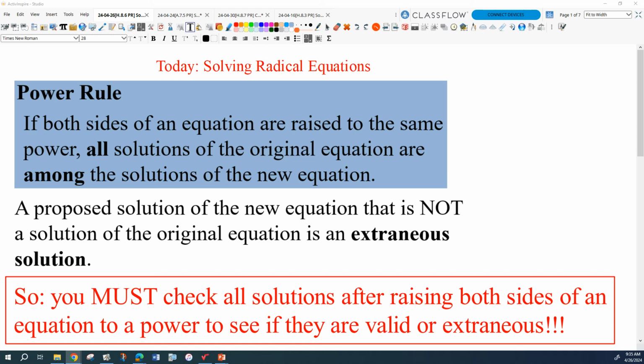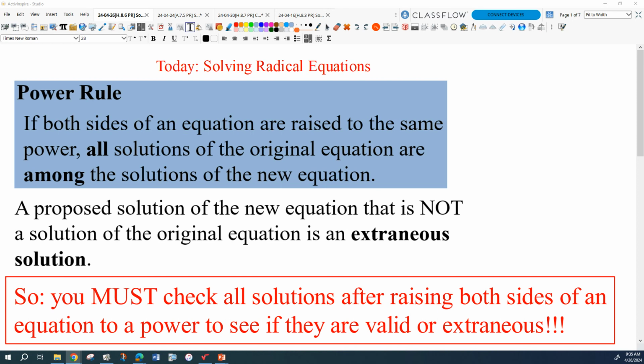Today, solving radical equations, meaning we're just going to solve equations that contain radicals in them. To solve equations that contain radicals, the whole point is going to be to undo the radicals by taking both sides of the equation to a power. There's a rule in math that we use.